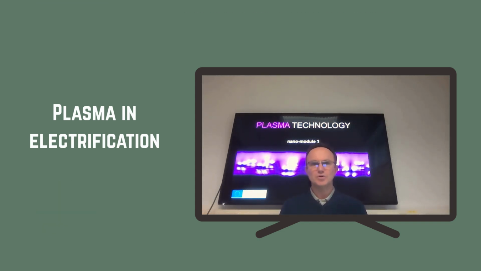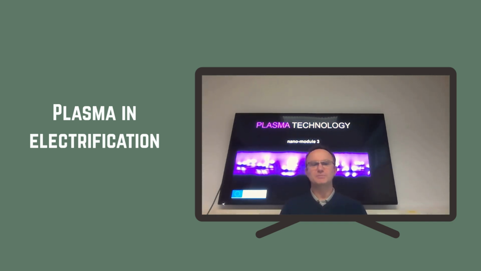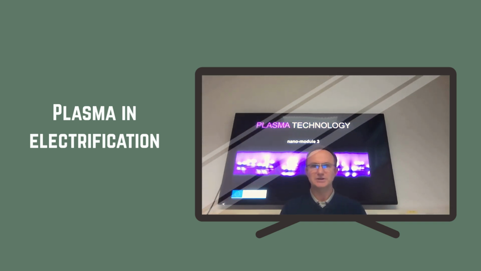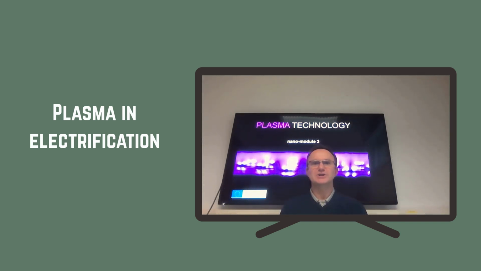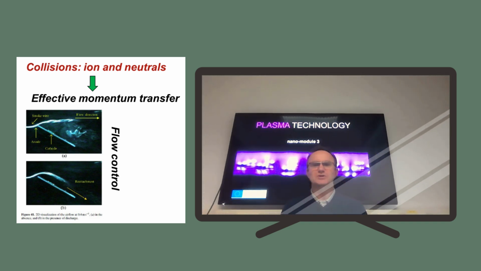In previous modules, we discussed the classification of plasmas and the difference between low pressure plasmas and atmospheric pressure plasmas. What is important is that if we have collision-dominated plasmas, which are a typical example of plasmas at atmospheric pressure, we can define application areas for collisional plasmas based on the type of collisions we are looking for. Among different collisions are collisions between ions and neutrals, and those are very effective in momentum transfer.